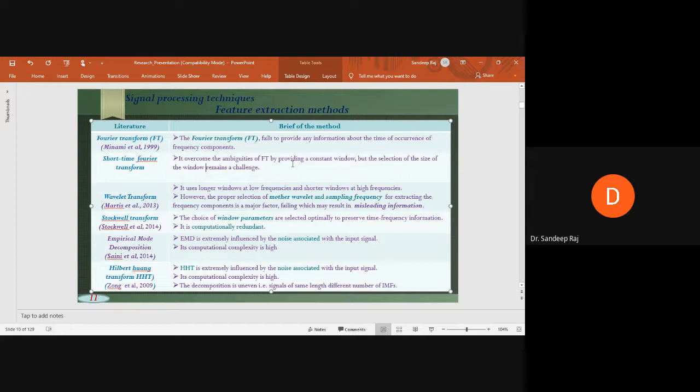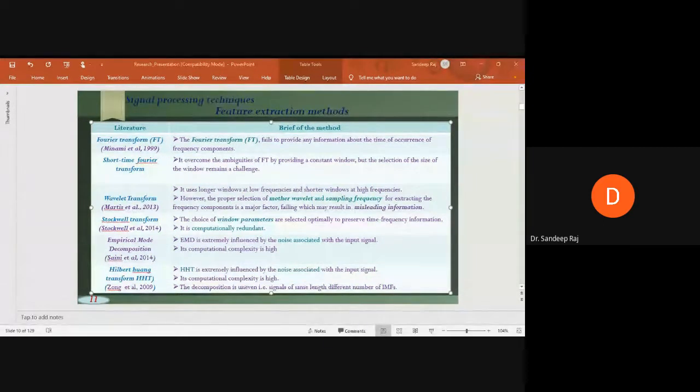To overcome this, some researchers use the wavelet transform. It uses longer windows at lower frequencies and shorter windows at higher frequencies. But in this case also, selection of mother wavelet and sampling frequency for extracting the frequency components is a major factor, failing which it may provide misleading information. While implementing the wavelet transform, we have to choose a mother wavelet. That selection should be data dependent, not user defined. If we are not choosing the mother wavelet or the sampling frequency properly, then it may lead to misleading information.